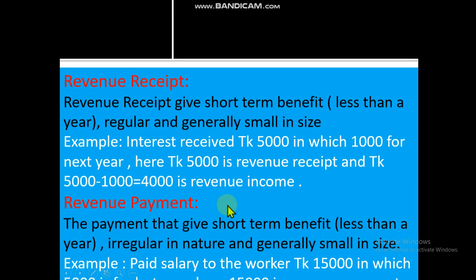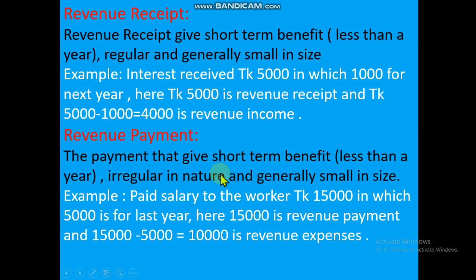Dear student, now revenue receipt. Revenue receipt gives short-term benefit less than a year, regularly and generally small in size. Interest received, in which 1,000 is for next year. That means you receive 5,000. This is revenue receipt, but out of this 5,000, 1,000 is for next year. So revenue income is 4,000.